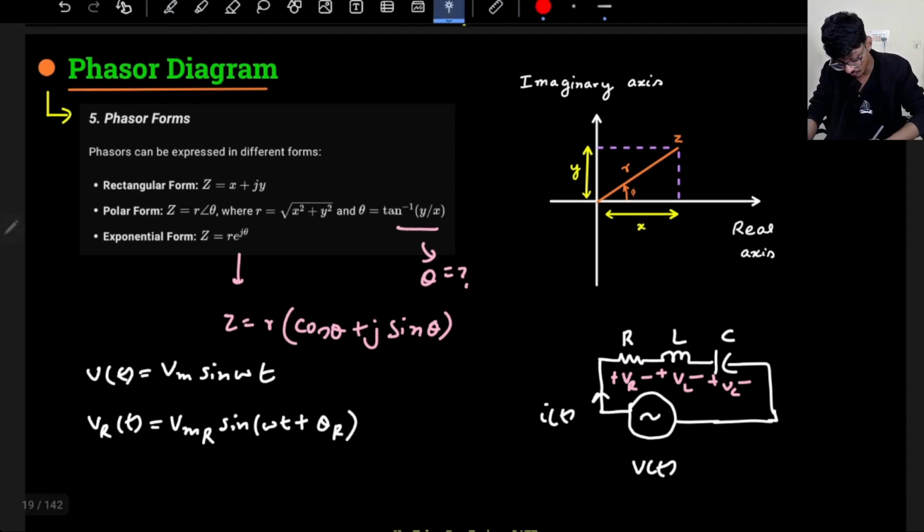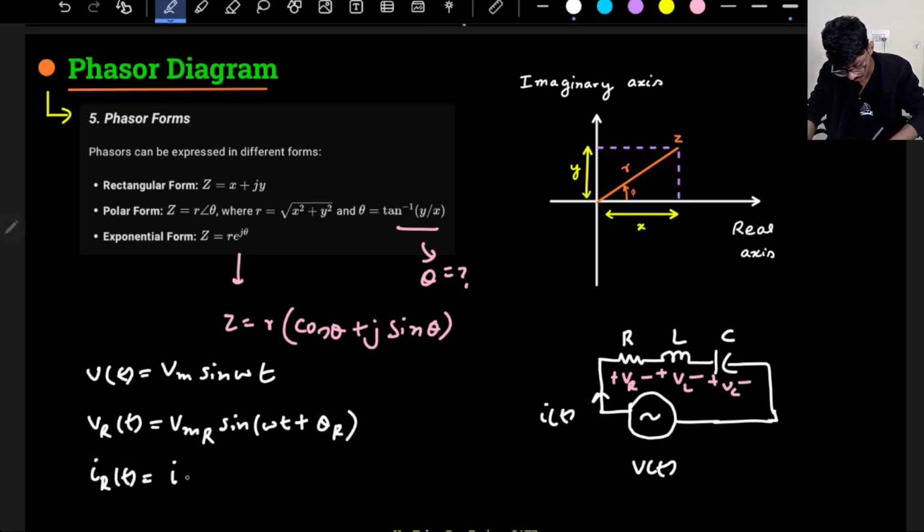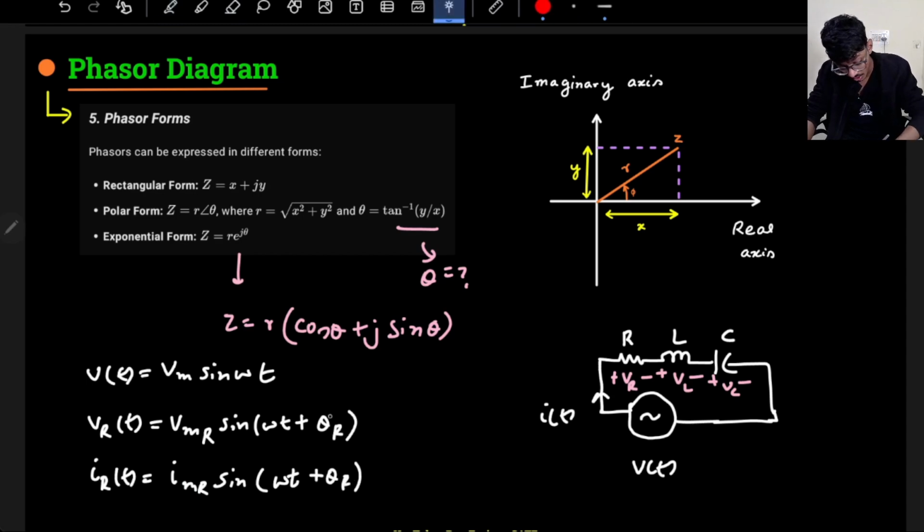So if this is the voltage across the resistor, then the current IR of t will be equal to some IMR, I don't know what it is, the amplitude will be some random value, into sine of omega t plus theta r, of course in the same frequency. They must not have any phase shift. The voltage across the resistor and the current across the resistor must have the same phase. Their phase shift should be 0.